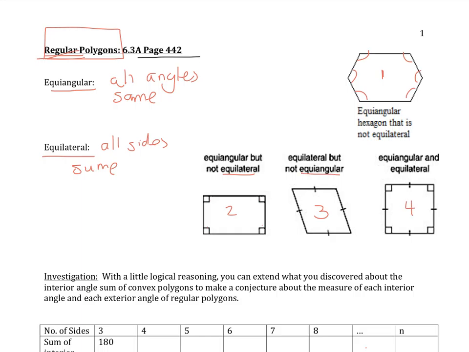The third one is a square. A square is a regular polygon. It's a regular quadrilateral because all sides and all angles are the same. All sides the same measure, all angles the same measure.